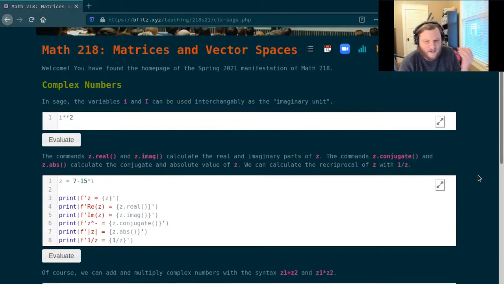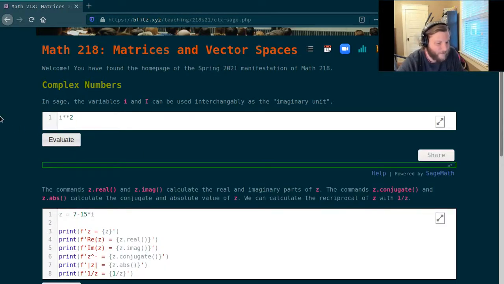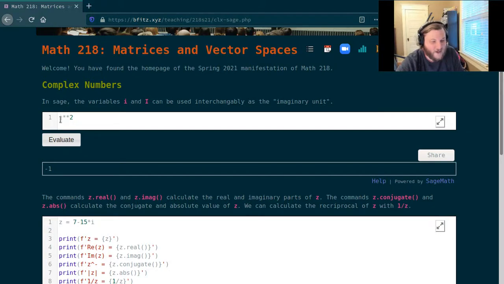The syntax here is more or less what you would expect. In Sage, the variables little i and capital I can be used interchangeably as the imaginary unit. So I just have little i squared here. To square a number in Sage or Python generally, you can use this double star notation. If we click evaluate, we'll see that Sage already knows that little i refers to the imaginary unit. So little i squared equals -1.